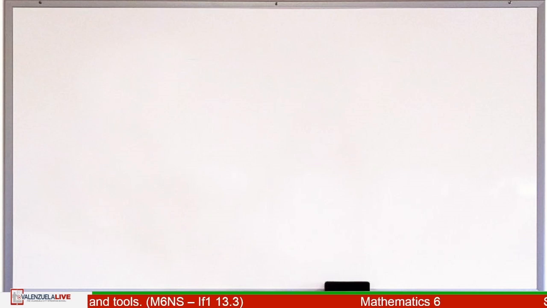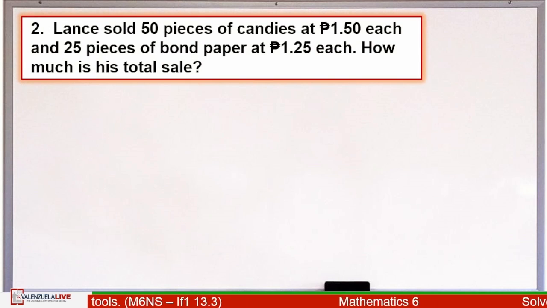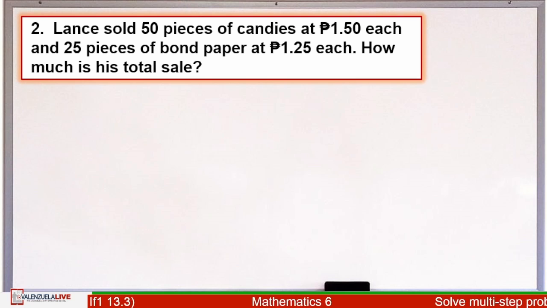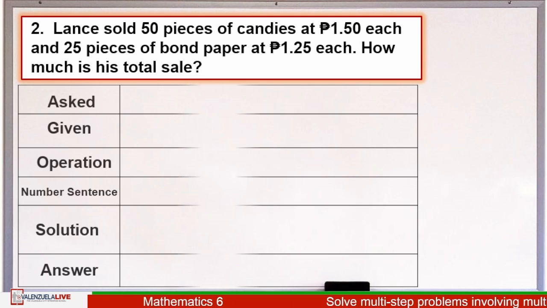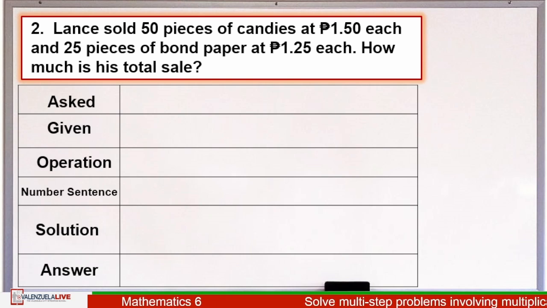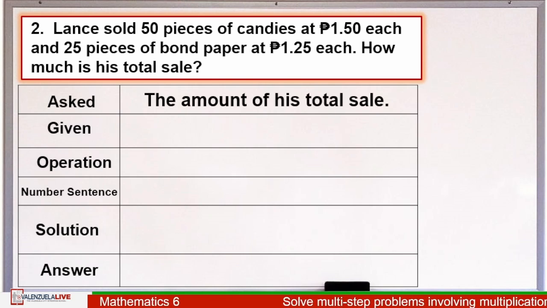Now, let's go with problem number 2. Lance sold 50 pieces of candies at 1 peso and 50 centavos each and 25 pieces of bond paper at 1 peso and 25 centavos each. How much is his total sale? In this problem, we are asked to find the amount of his total sale.